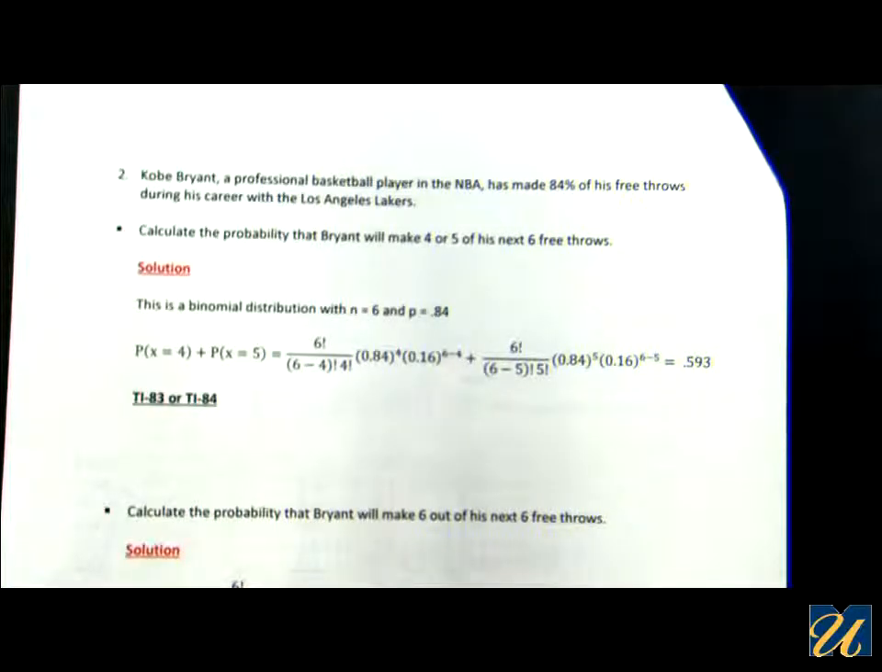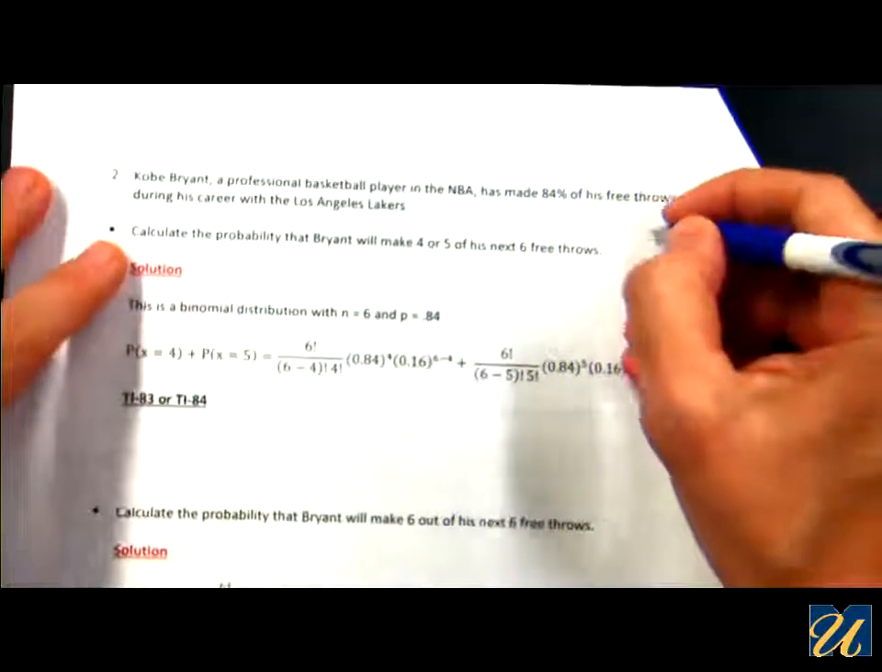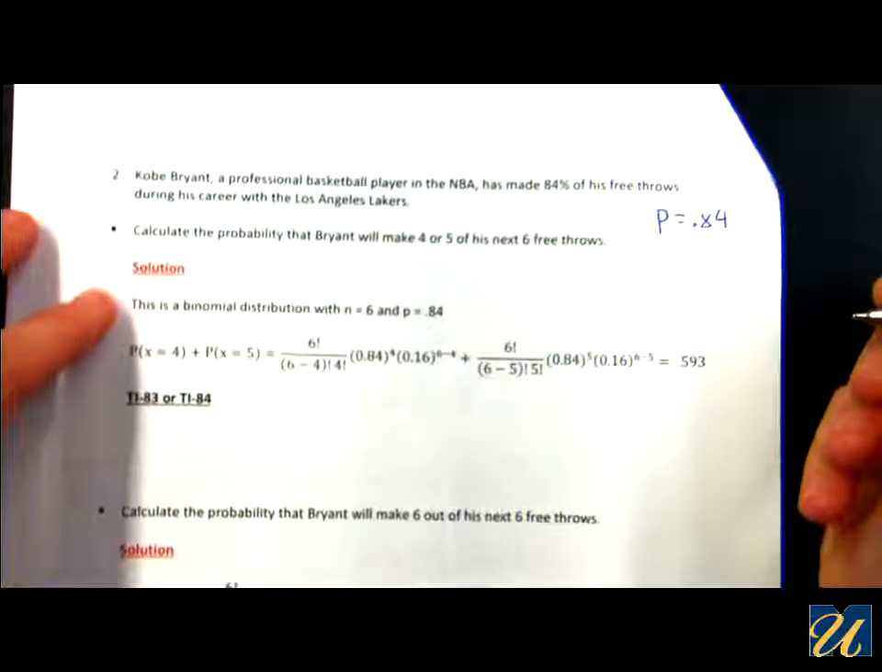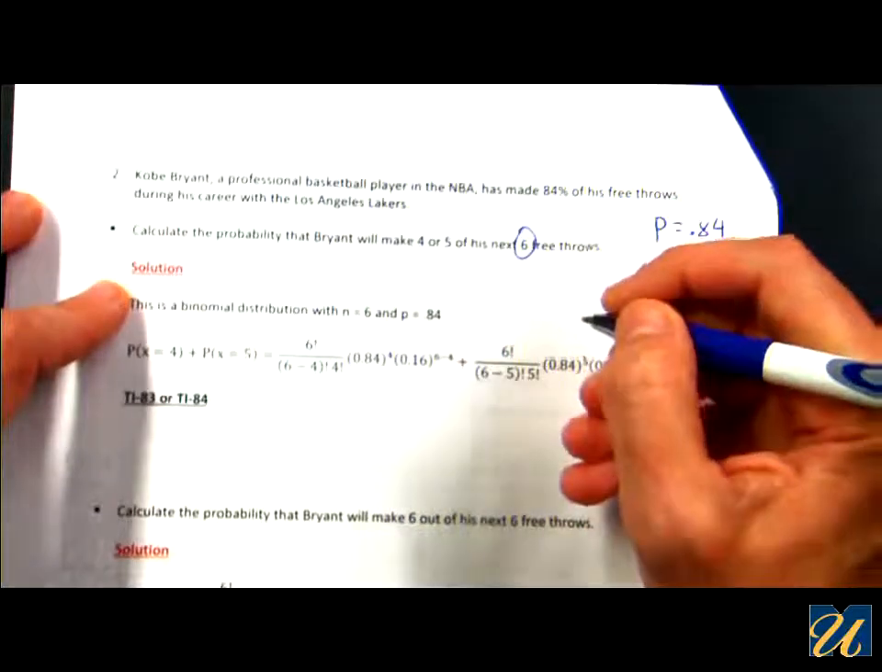Now, Kobe Bryant, a professional basketball player in the NBA, has made 84% of his free throws during his career with the Los Angeles Lakers. Calculate the probability that Brian will make 4 or 5 of his next 6 free throws. Now, given the fact that if he was still playing, that is. So, we have P is equal to 0.84. N, in this case, will be equal to 6.